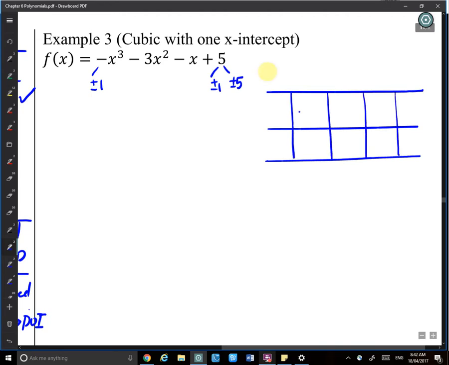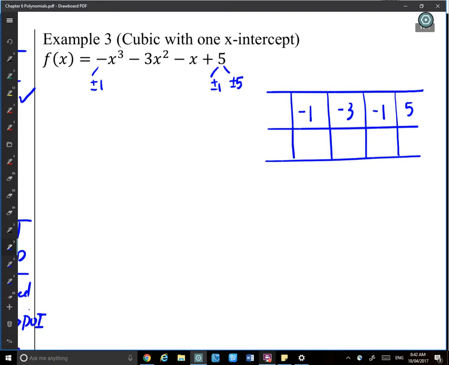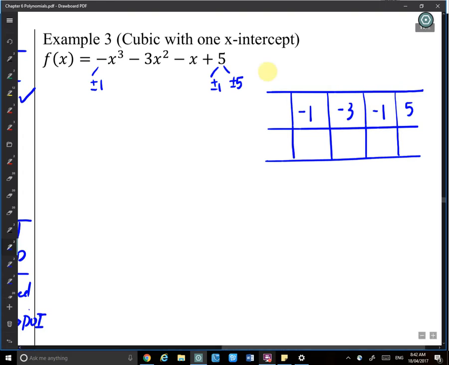Okay, I have coefficient -1, coefficient -3, coefficient -1, and constant 5. Four numbers in decreasing order: cubic, quadratic, linear, and constant. The number I may try is, maybe let's try 1.